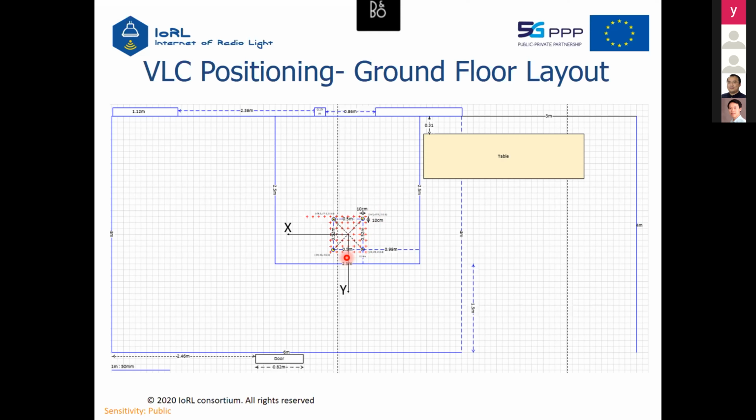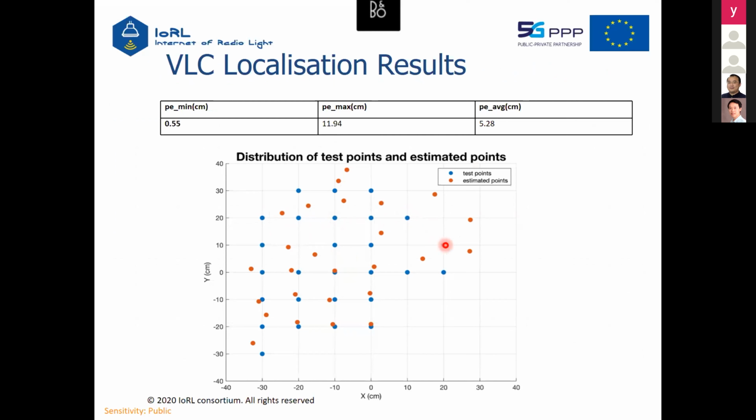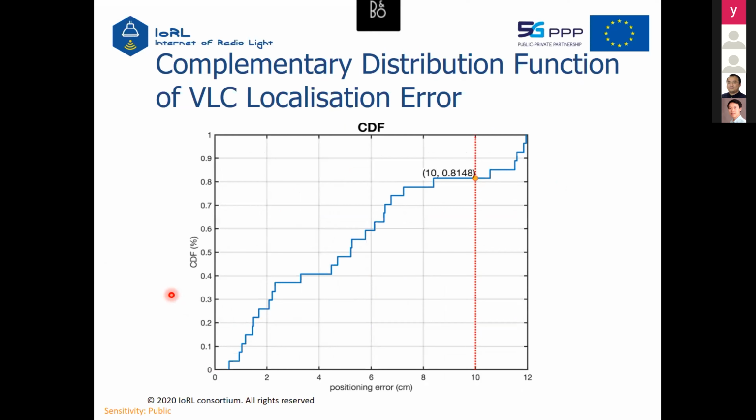So if you consider the blue points as the locations we test, where we take the power measurement, the red point is the location we estimate by averaging. With averaging, we can achieve 8% of the position error being less than 10 centimeters. And this power measurement could be enhanced: with more calibration, more accurate results can be achieved.